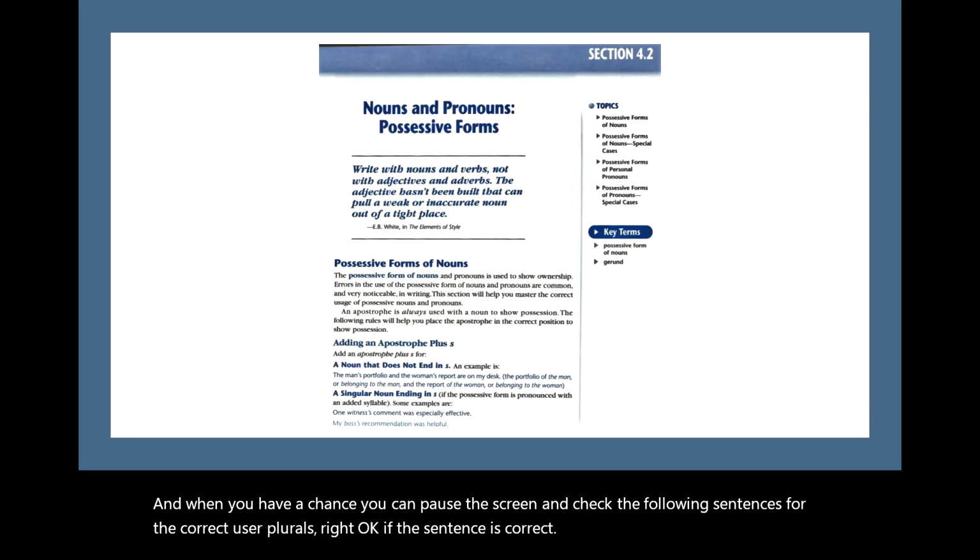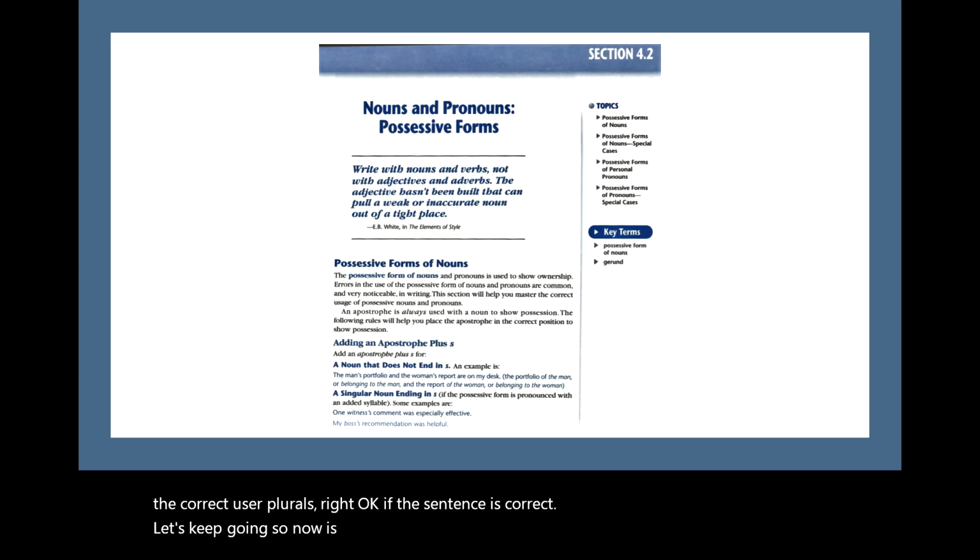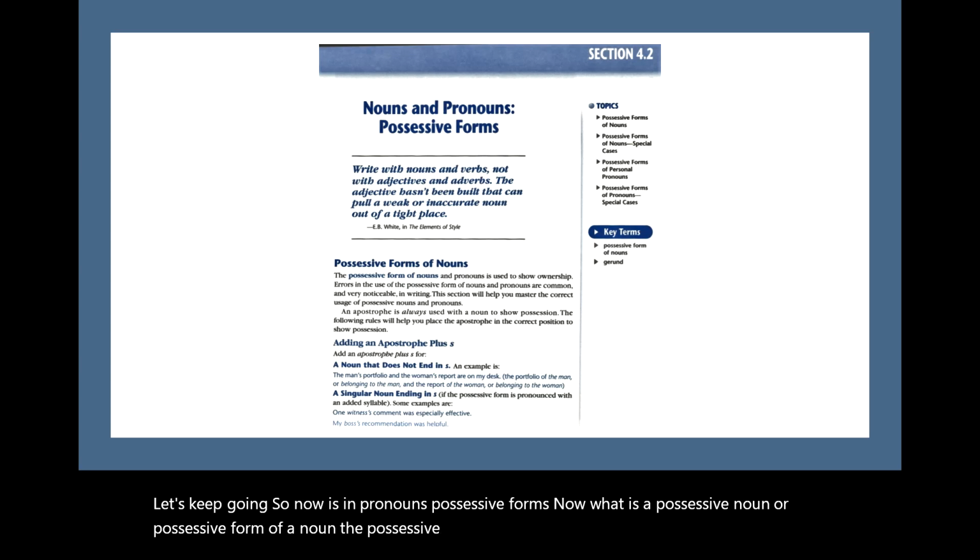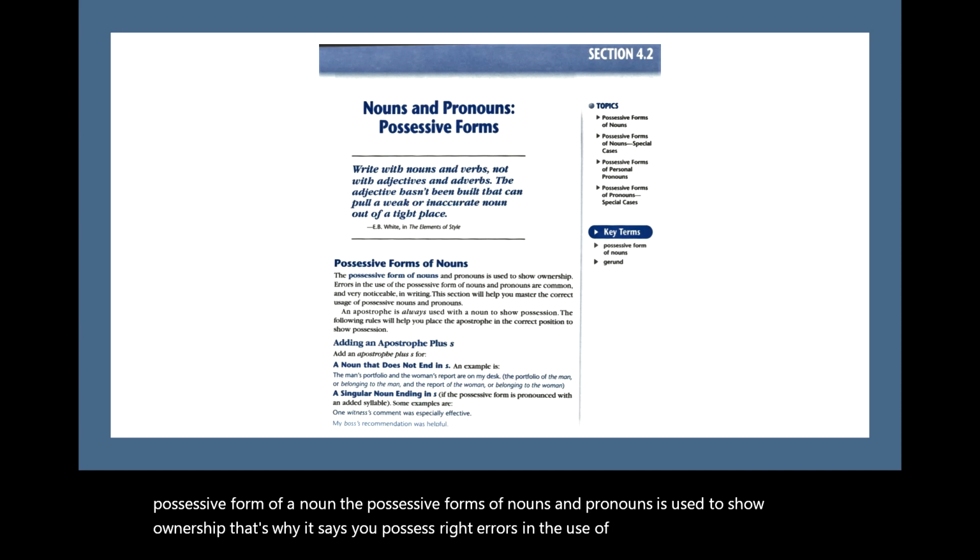Let's keep going. So nouns and pronouns, possessive forms. Now, what is a possessive noun or possessive form of a noun? The possessive forms of nouns and pronouns is used to show ownership. That's why it says you possess, right? Errors in the use of the possessive form of nouns and pronouns are very common and noticeable.